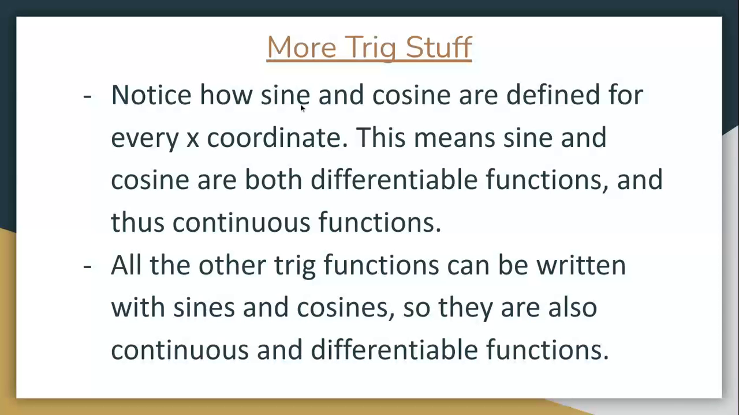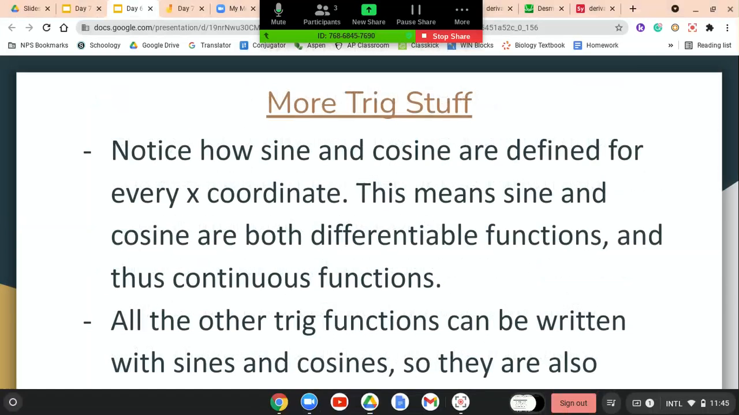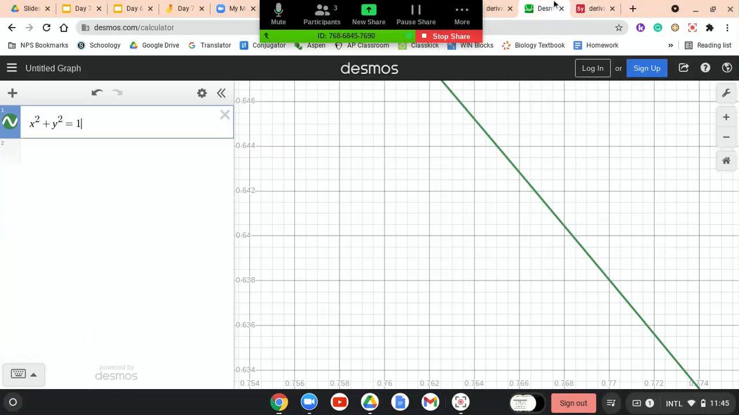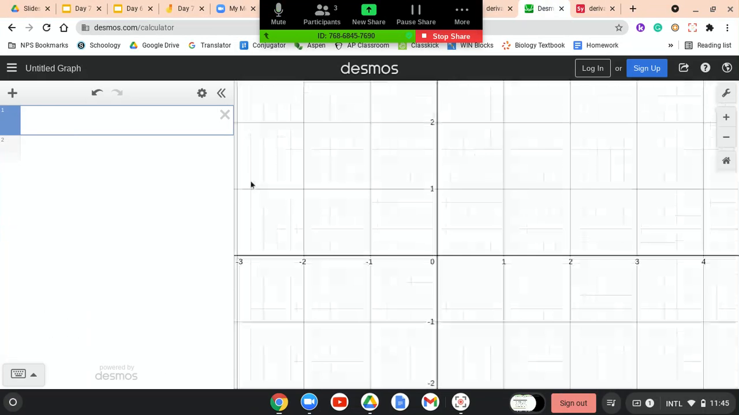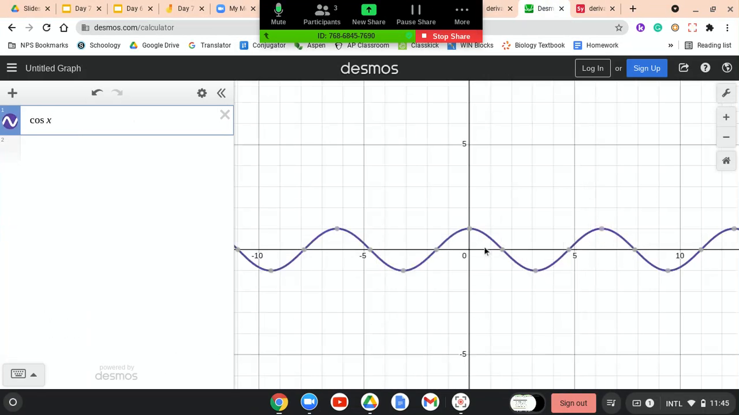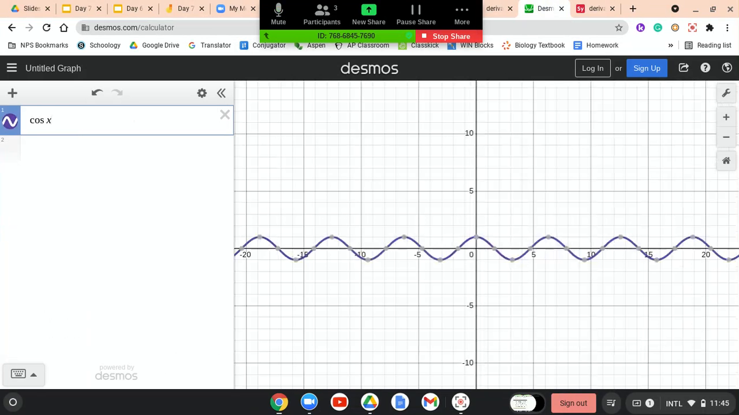Right. So notice how sine and cosine are defined for every x coordinate. If I go into Desmos, this is the last topic. I promise will not take long. It'll take like 2 minutes. Notice how cosine is defined at every single x coordinate. Yeah. So if the derivative of sine is cosine, that means you can find the derivative of sine of x at every single point because cosine of x is defined at every single point. Yeah. So if you can find the derivative of sine of x everywhere, what kind of function is it?